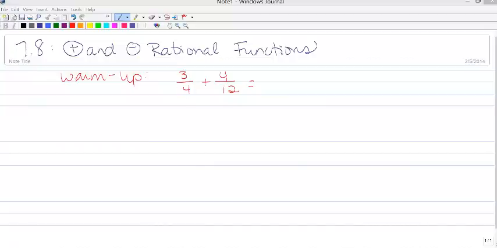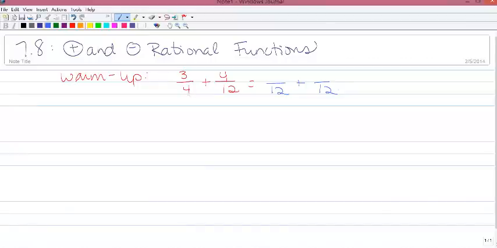So, 3/4 plus 4/12. You guys know what you would do from here: you need a common denominator. In this case, we're looking at 12, and what we're going to do is multiply the denominator 4 by a number to get 12. We know that's 3. What you do to the denominator, you also do to the numerator. So we get 9 plus, in our second fraction, it's already at 12, so we don't need to do anything to the numerator. So you would have a 4 there.